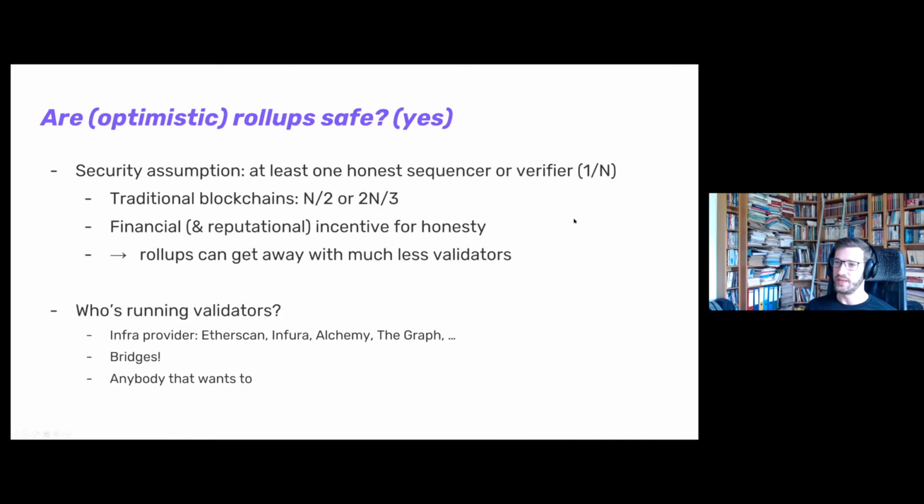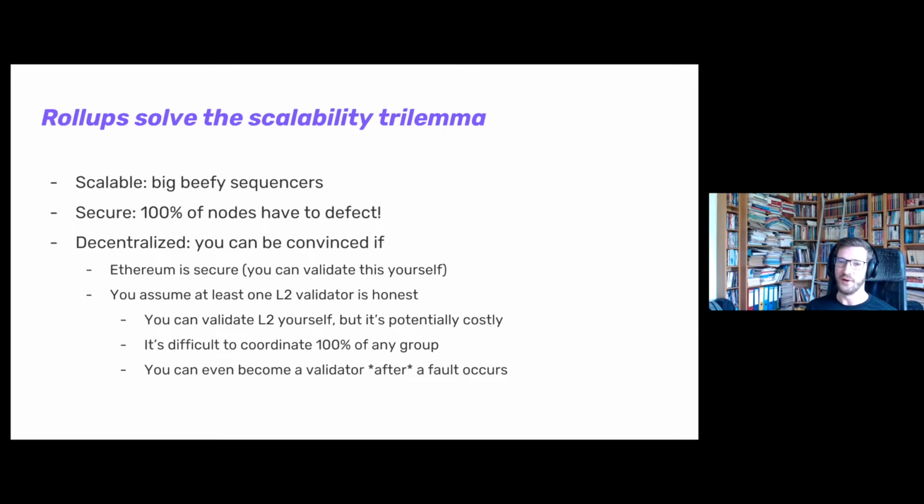Okay, so how does this solve the scalability trilemma? It's scalable because now we have big beefy sequencers running transactions. It's secure because all of the verifiers have to be defective. So if there's not a single honest one, then it's not secure. But if there's a single one, then it is secure. And it is decentralized because, well, this is basically exactly what I just said, right? You can be convinced that L2 is correct because you trust Ethereum. And if you assume that there is one honest validator, then you assume that you would see a challenge that you could verify, basically.